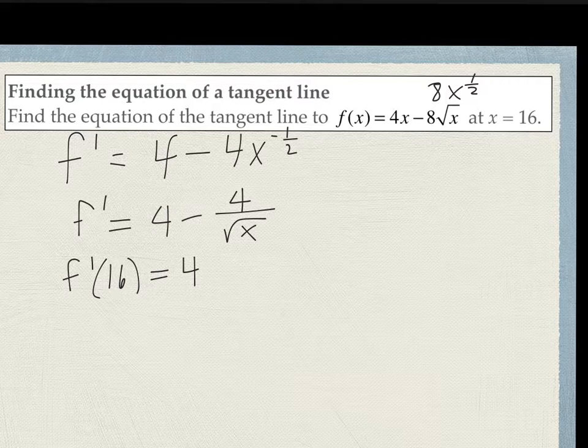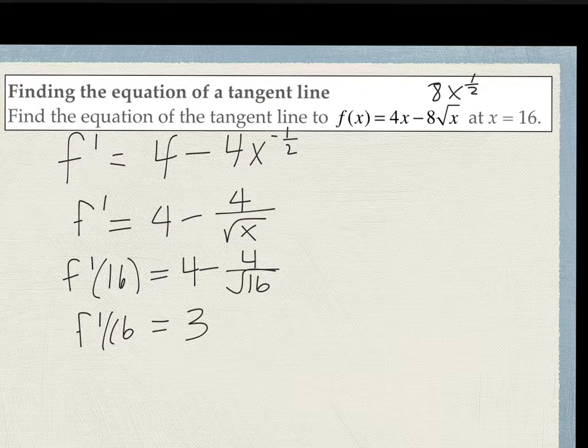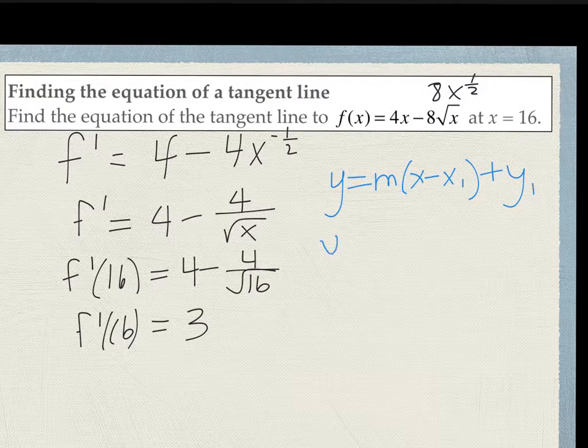Because I get 4 minus 4 over root 16, which is 4 minus 1. So that's 3. Okay, so f prime of 16 is 3. What does that 3 represent? The slope. So what you should be using is the m x minus x1 plus y1, and that 3 is the m value. x1 is 16.